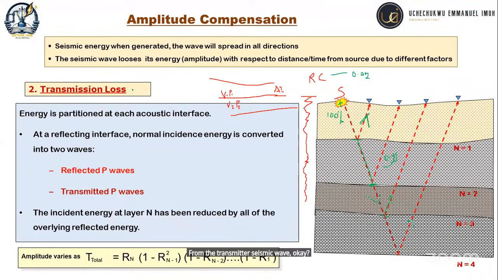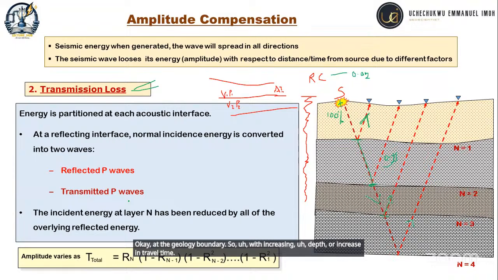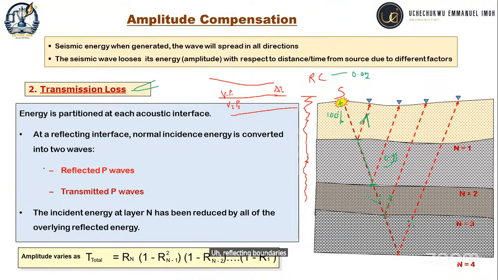So in other words, you say that there is what we call what? Transmission loss. So the transmitted seismic energy will keep losing its energy anytime there is a reflection at the geologic boundary. So with increase in depth, increase in travel time, and increase in number of reflecting boundaries in the subsurface, the energy of the wave will continue to die out.